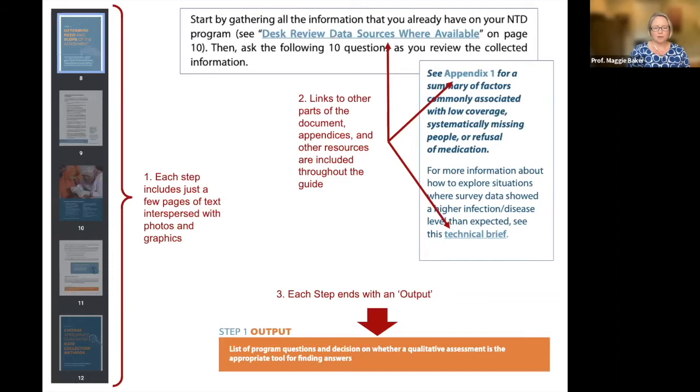Here is a quick overview to the layout of the main document. Each step includes just a few pages of text interspersed with photos and graphics. There are links to other parts of the document, to appendices, and to other resources included throughout the guide. Each step ends with an output, which is what you should have done once you've completed the step.